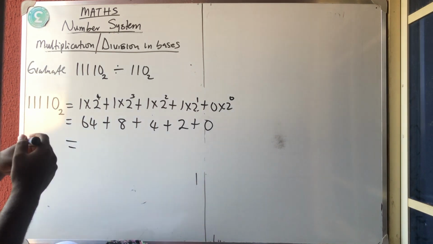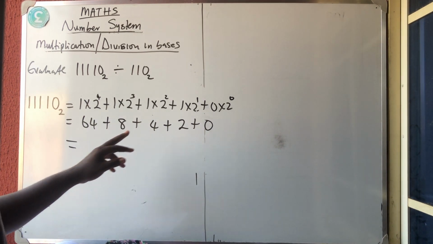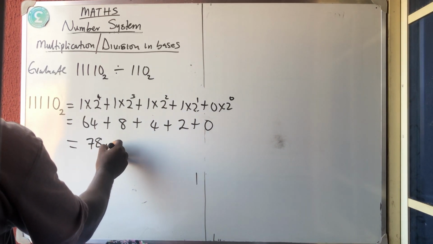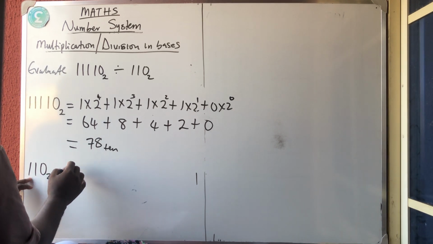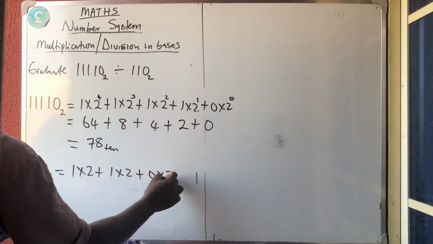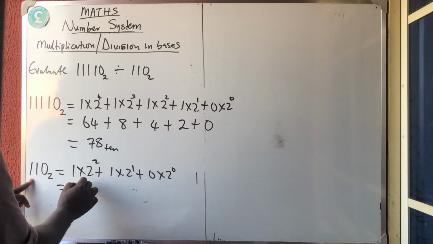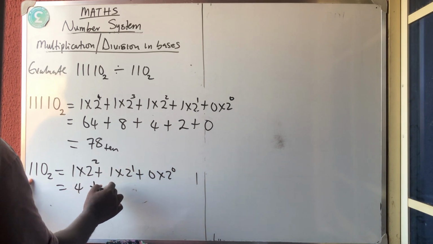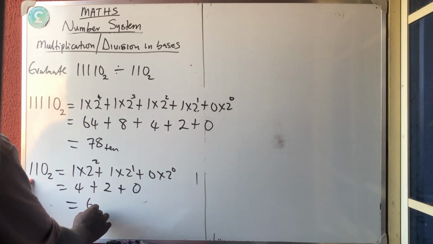So I'm having 64 plus 4 is 68. 68 plus 2, 70. 70 plus 8, 78. I'm having 78 base 10. Okay, so it's being divided by 110 base 2. And 110 base 2 means 1 times 2 squared plus 1 times 2 plus 0 times 2 to the power 0. You have your 0, 1, 2. Okay, 4 times 1, 4 plus 2, 6. So everything here is giving me 6 base 10.